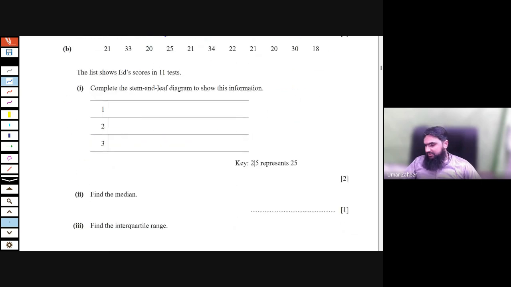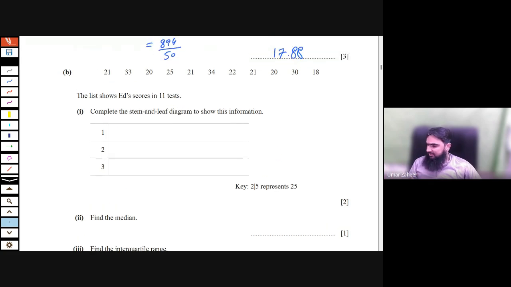Now we have the next question. This is the given data. The list shows Adam's scores in 11 tests. We have to show it in a stem and leaf diagram. First of all, we look for the values that start with 1. It is 18 only, so it will be 8. The values that start with 2 are 21, 20, 21, 22, 21, 20.